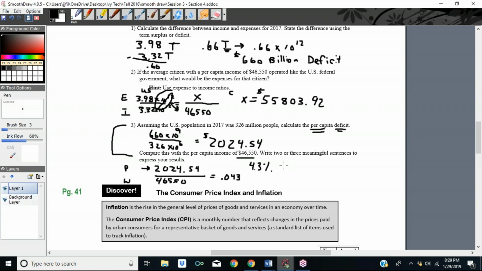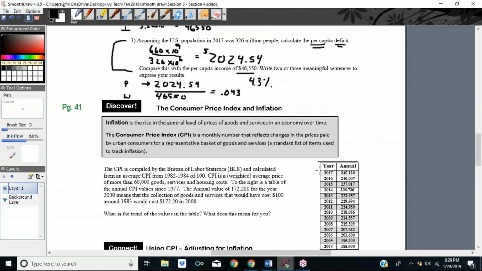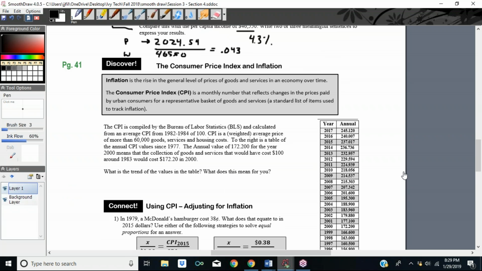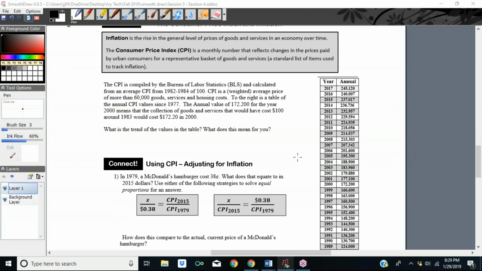$2,024.54 from each person is what it would take to eliminate the 2017 deficit, or 4.3% of the average person's income. So something like that for our meaningful sentences. The last application we have in this section is about the consumer price index and inflation. So we'll take a look at this. We'll take a minute to recap, and then we'll answer any questions and move on to section 5, okay?